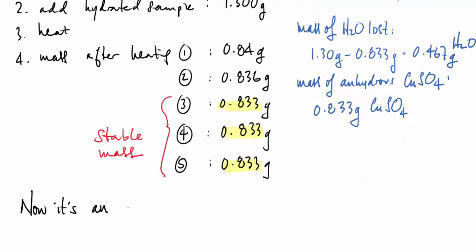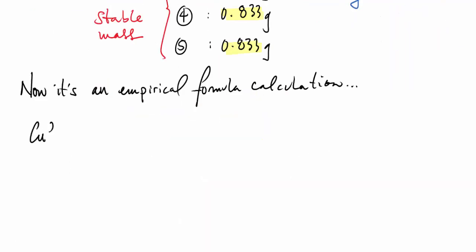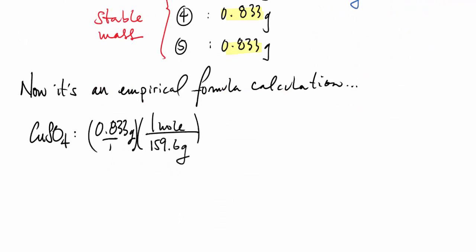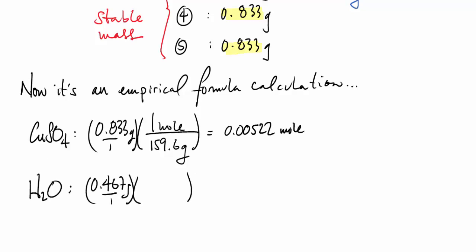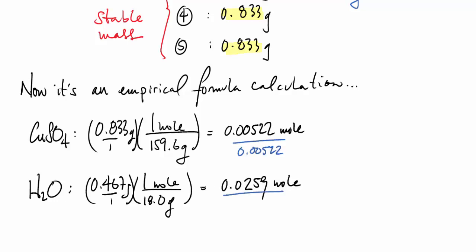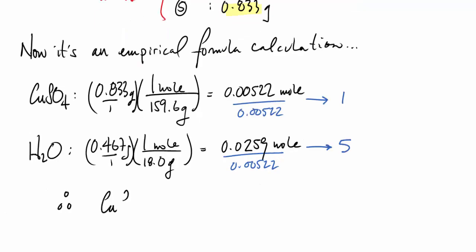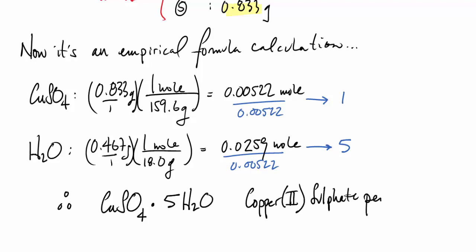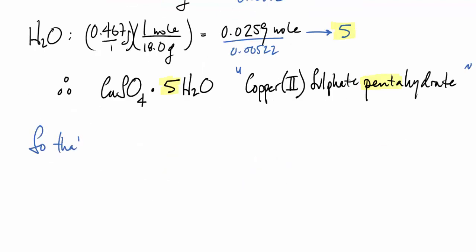No excitement there. And now it's just an empirical formula calculation, really. We'll start with the copper sulfate here, and we know there were 0.833 grams of that, and it's 159.6 grams per mole, and we get 0.00522 moles. The water, we'll do the same thing, 0.467 grams, 18 grams per mole, and get 0.0259 moles. We'll make both of these relative to the copper sulfate, divide by that, and we get this 1 to 5 ratio. Looks to me like that's copper sulfate dot 5H2O, or copper 2 sulfate pentahydrate. 5, 5, and penta all belong together.